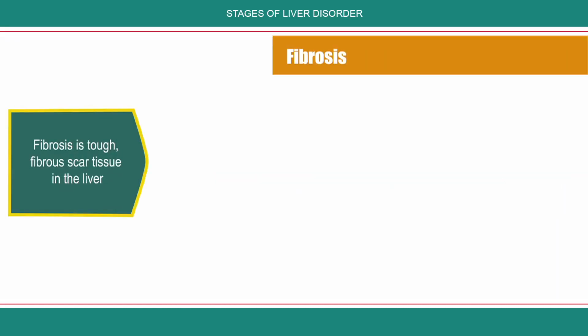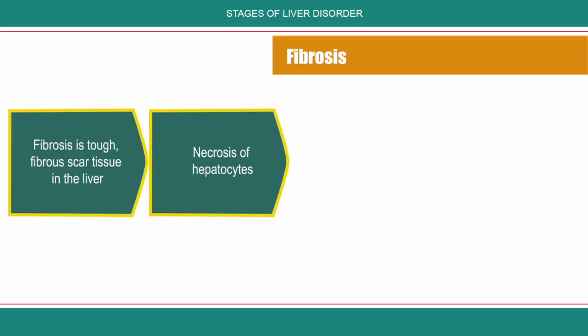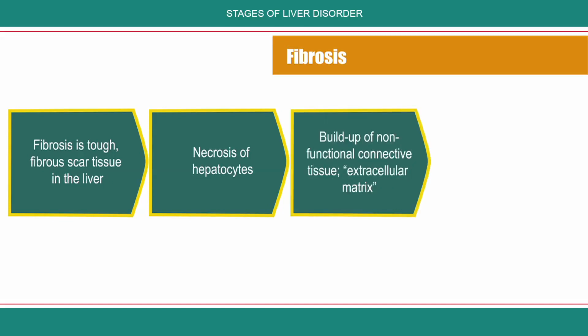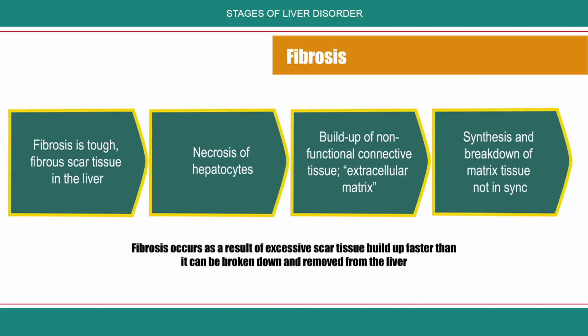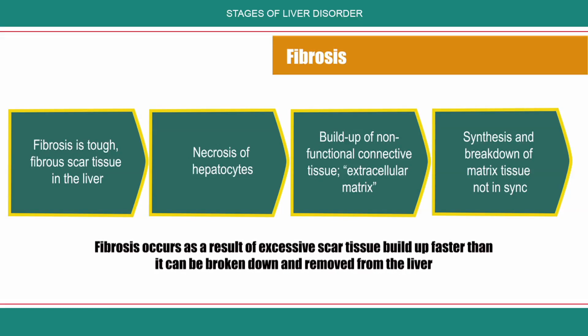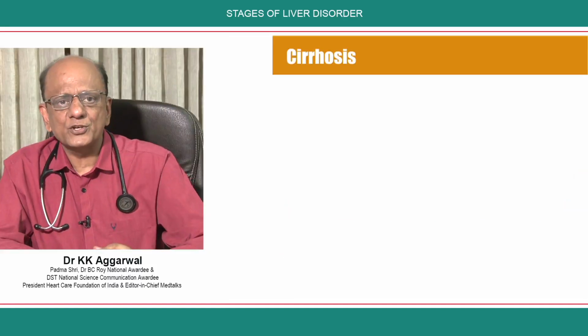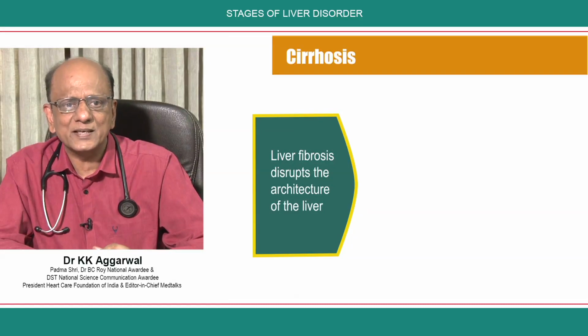Let's talk about fibrosis. Accumulation of tough fibrous tissue means liver fibrosis. Necrosis of hepatocytes stimulates release of cytokines, growth factors, etc., which can lead to the buildup of non-functional connective tissue called extracellular matrix. Unlike a healthy liver, the synthesis and breakdown of this matrix tissue is not in sync here. Thus, fibrosis occurs as a result of excessive scar tissue built up faster than it can be broken down and removed from the liver.